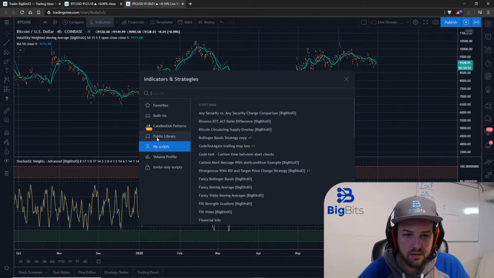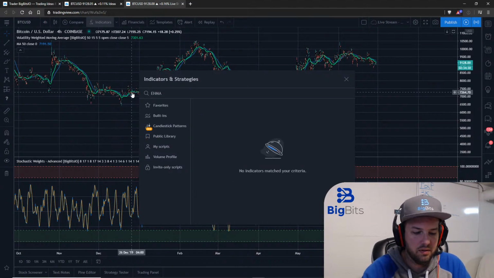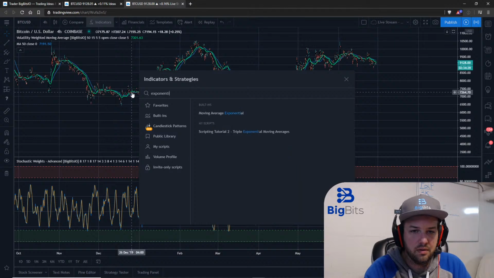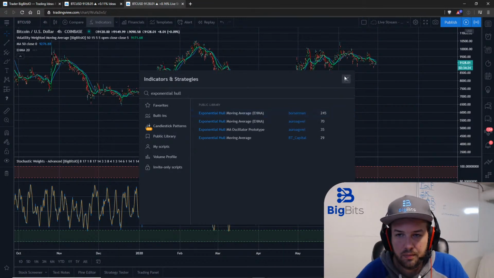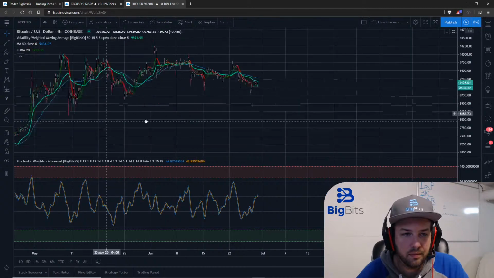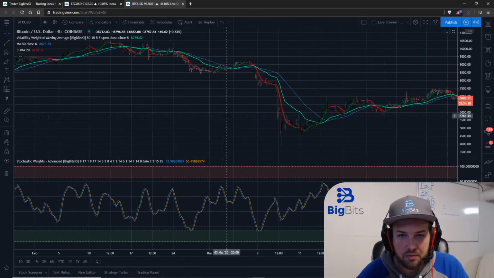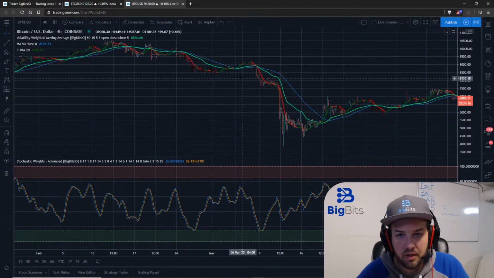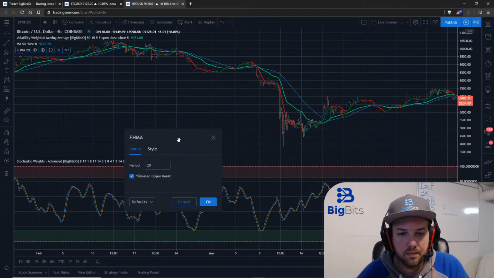Where is this? Am I really searching my scripts when I do that? Here we go. And this is like a hull moving average, but it's even quicker, and it doesn't have the overshoots as bad. So this is one that I'm starting to take a look at as well.